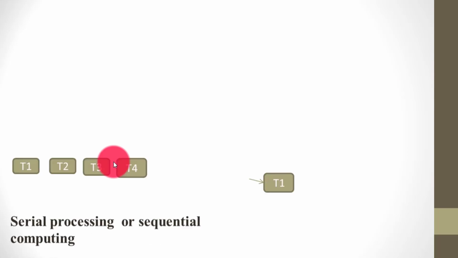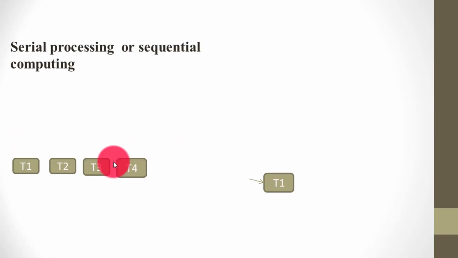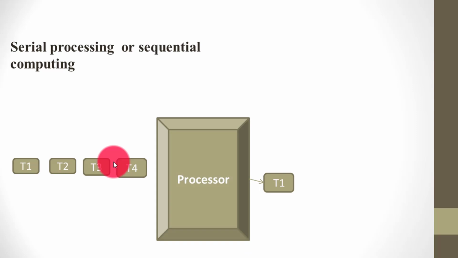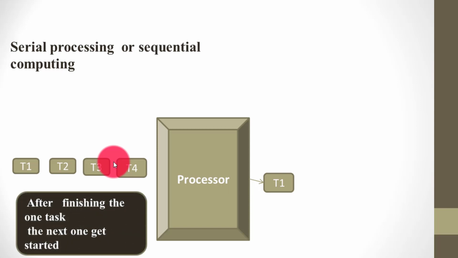Further, in this diagram, the instructions are executed by one single processor one by one. That means after finishing one task, the next one gets started. So at one time it takes one task for execution. For that reason it is called serial processing or sequential computing. It means the tasks are executed one by one.